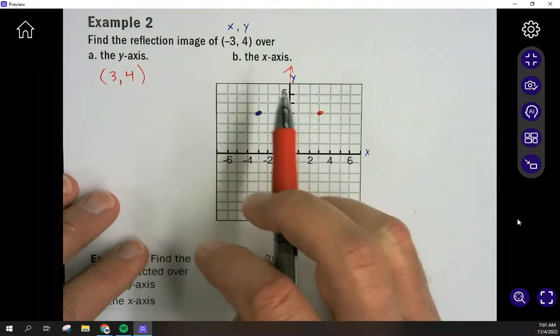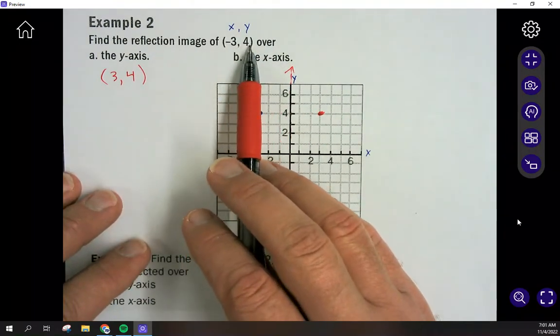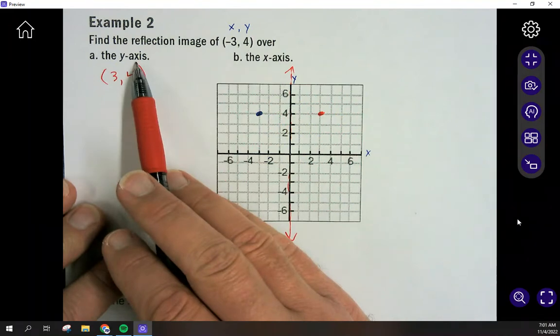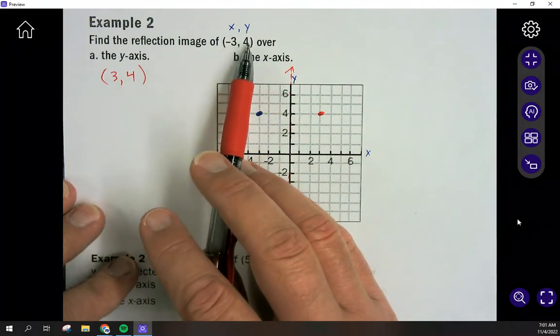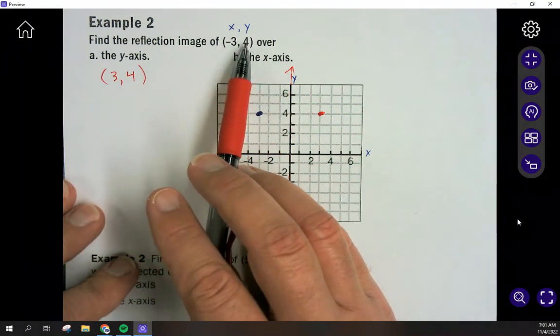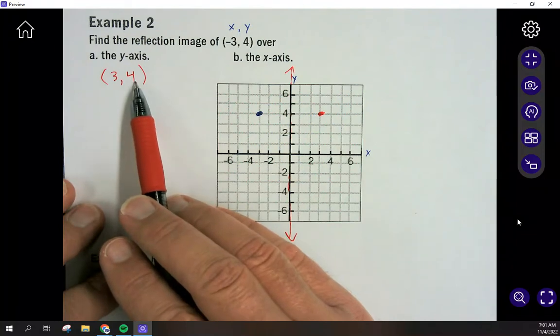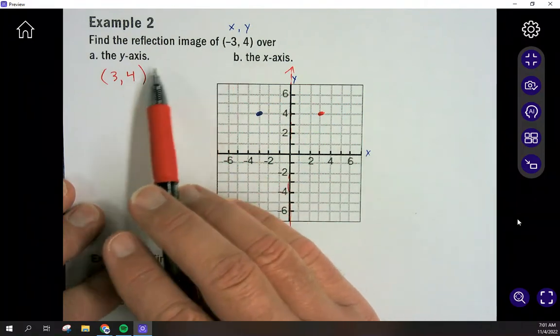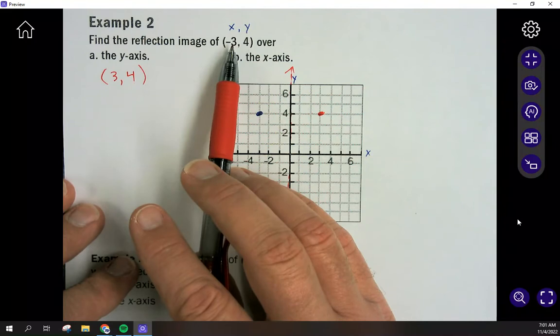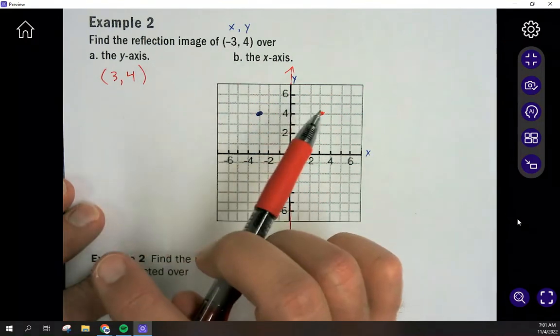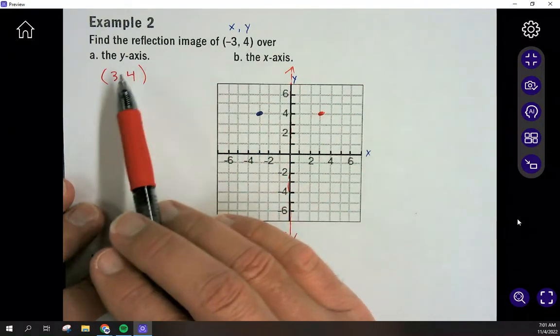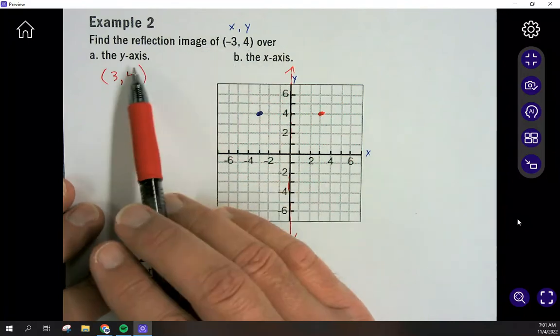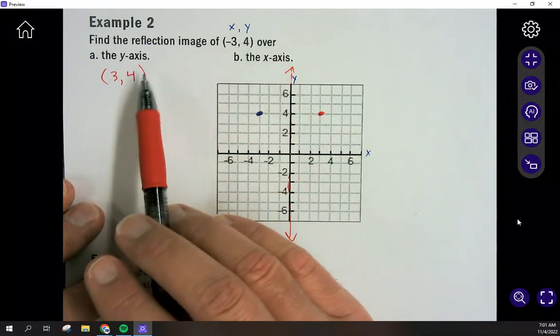So notice what that looks like. We had (-3, 4), and the reflection over the y-axis is (+3, 4). So when you reflect over the y-axis like this, the y value doesn't change, but the x value goes from negative to positive. And if I started over here and reflected this way, it'd go the other direction. So we're going to take the opposite of the x, and we're going to keep the y the same.